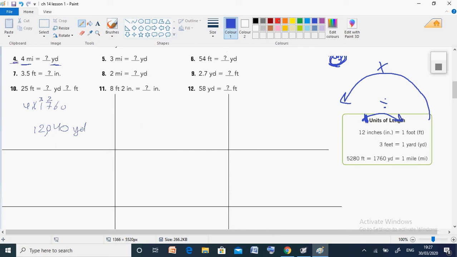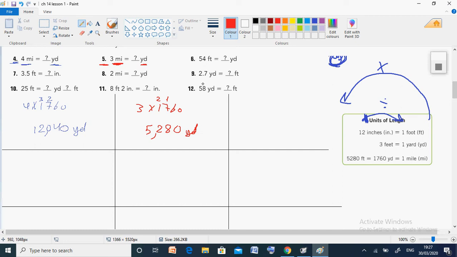Now let me choose another color. If I want to solve question number 3, if I want to convert from mile to yard, again we have to multiply 3 by 1,760. So 3 by 0 is 0, 3 by 6 is 18, 3 by 7, 21 with 1 is 22. 3 by 1 is 3 and 2 is 5. So the answer is 5,280 yards.